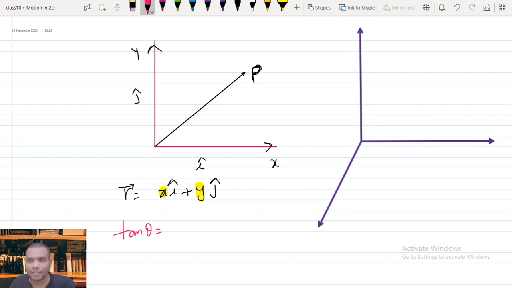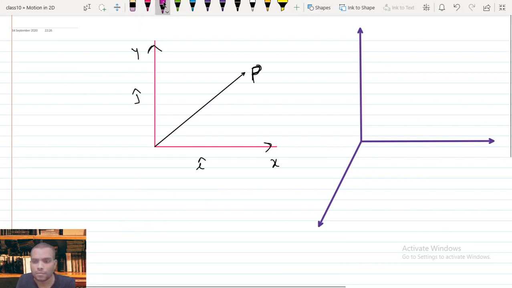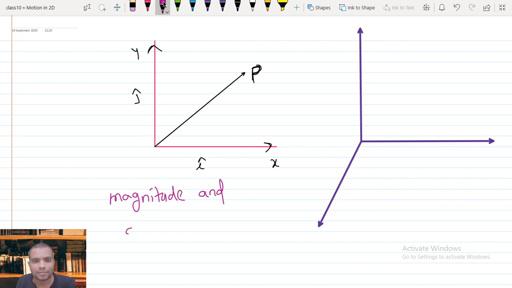Let's try to solve one problem in two dimensions. The question is like this: what is the magnitude and direction of i plus j? Magnitude and direction of the given vector i plus j. So if this is the given vector i plus j, we need to find the magnitude and direction. First we need to find the magnitude.